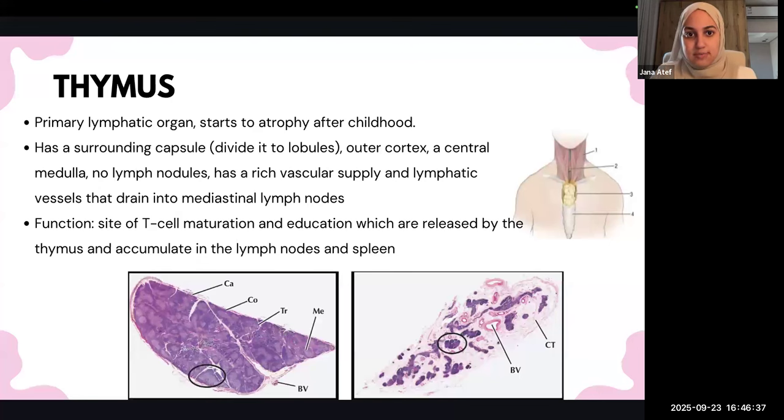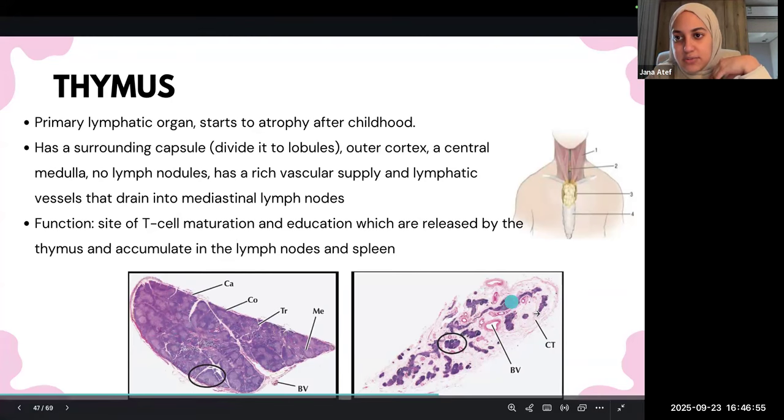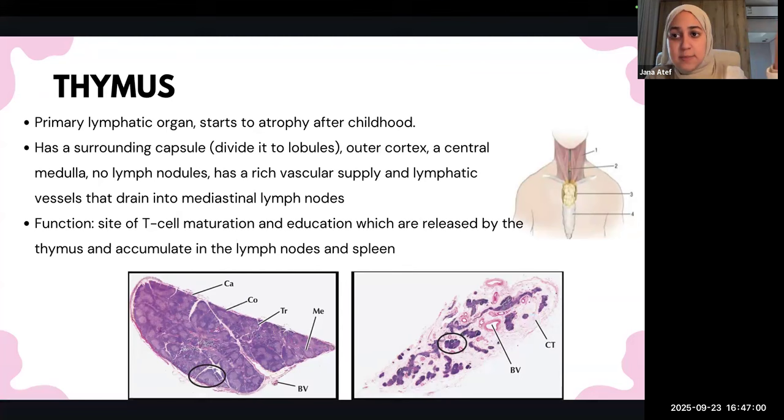So it's a primary lymphatic organ, and it starts to atrophy after childhood. We're all born with a full thymus. As we grow older, it starts to atrophy. Fat cells go inside and cells die. So this is a full thymus and this is it being atrophied. It's not as purple, it's not as active. This is normal, not pathological. It starts because when we're younger, we need to develop our immunity. Once we develop our immunity and have our T cells, we don't need it anymore. So it's going to say bye, and it's going to disintegrate.